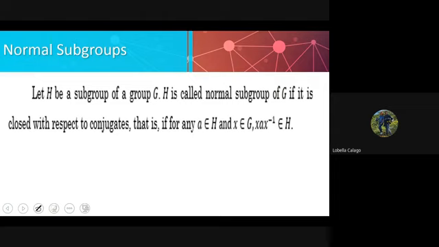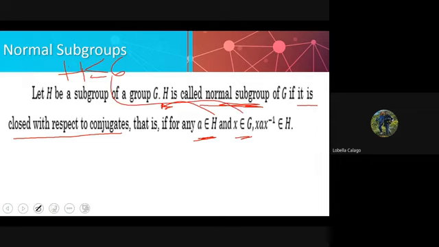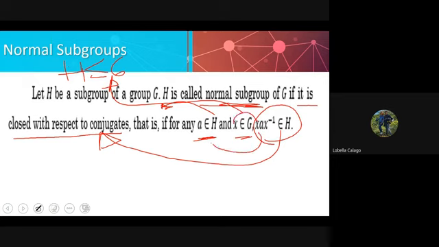Along with cosets come normal subgroups. How do we know that it's normal? Let H be a subgroup of G. H is called a normal subgroup if it is closed with respect to conjugates. What does conjugates mean? That is, for any a element of H, where H is the subgroup, and x element of G, where G is the group, there exists x a x inverse, which must be an element of the subgroup, wherein x is in the group and a is in the subgroup.